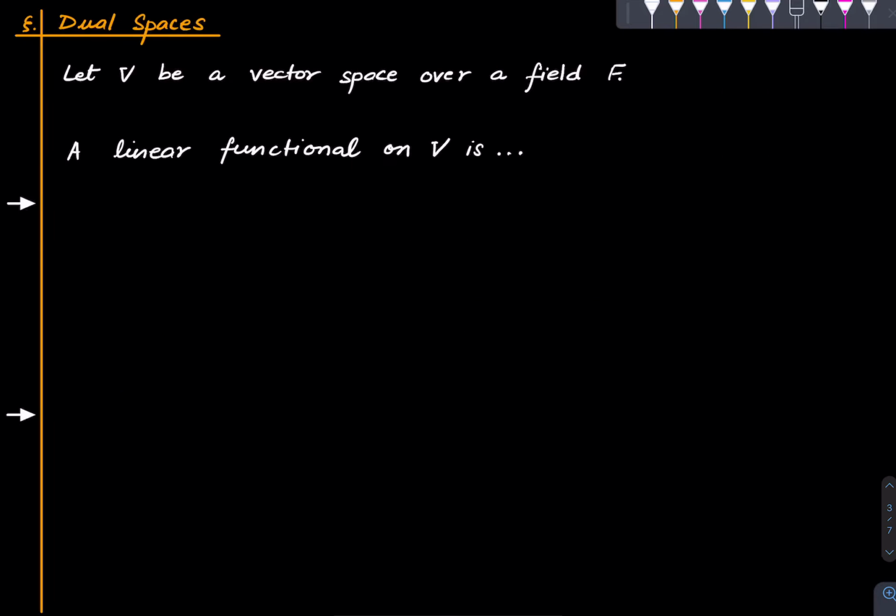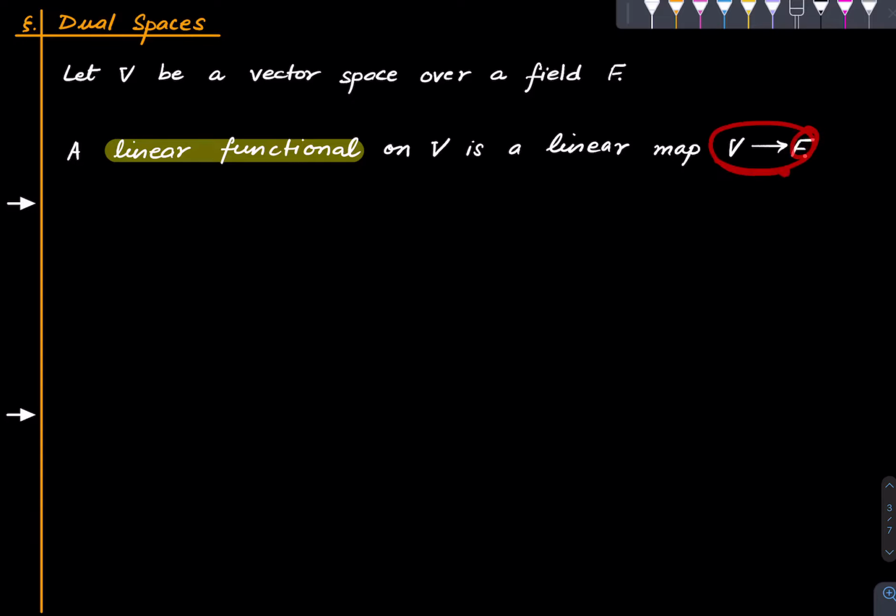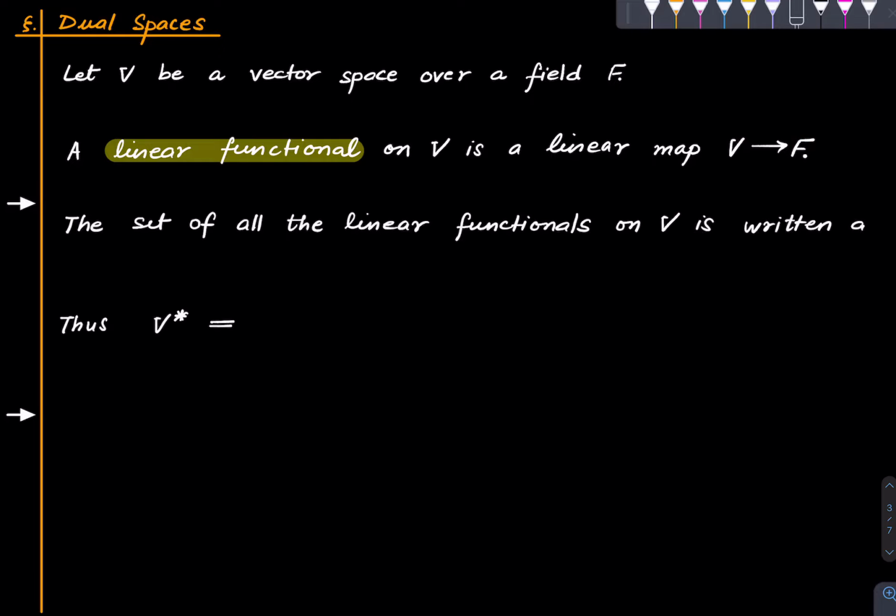And now let us get started. Fix a vector space V over some field F. Then a linear functional on V is defined as a linear map from V to F. Recall F can be thought of as a one dimensional vector space over F, and any linear map of this sort is called a linear functional on V. Just a definition. The set of all the linear functionals on V is written as V star. So we just decorate the letter V with a star.